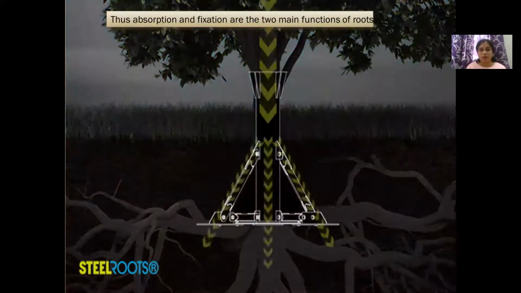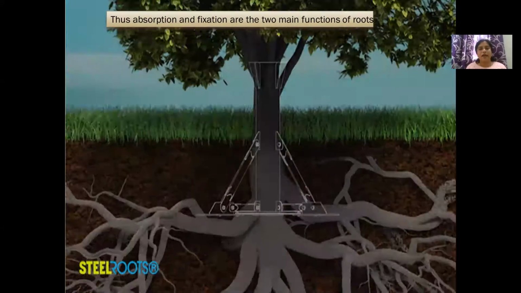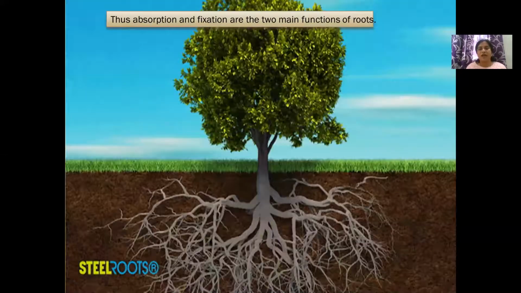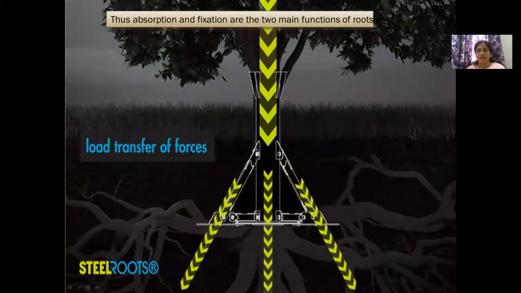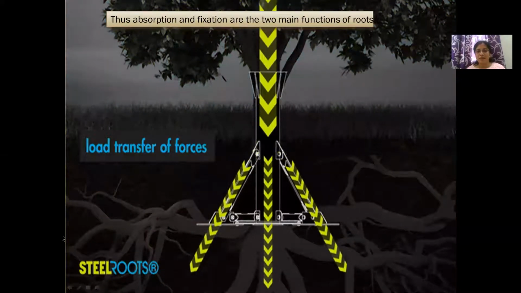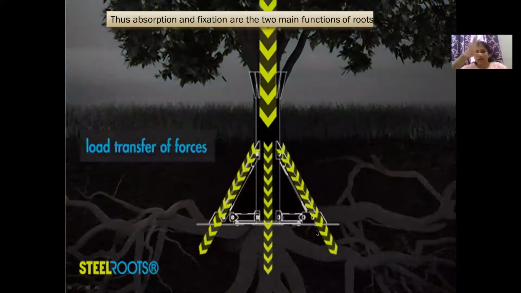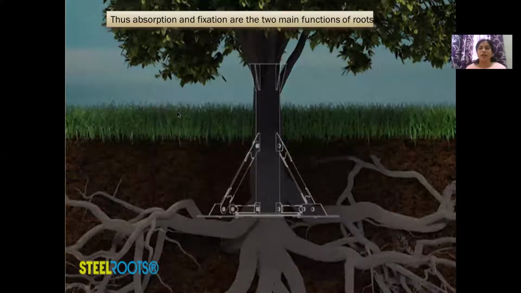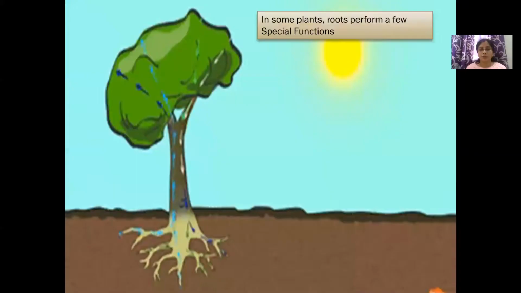Thus, absorption. Absorption of what? Absorption of water and minerals. And secondly, fixation are the two main functions of the root. You can see here in the picture, right? See how the load is getting distributed. One big trunk or stem, below it is having so many roots. So the way it spreads, the tall trees can stand straight. Thus, absorption and fixation are the two main functions of a root.